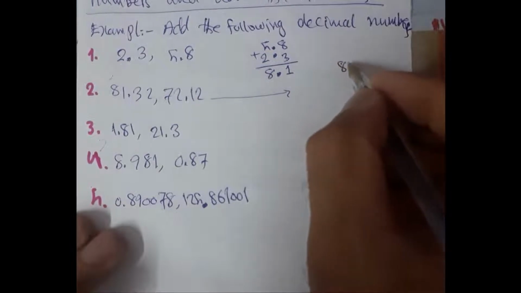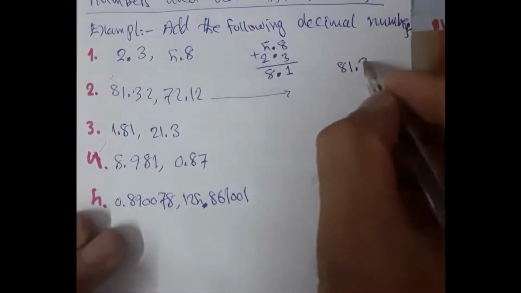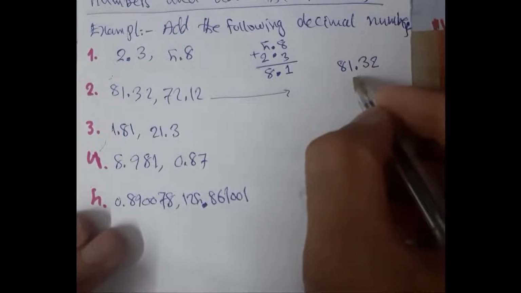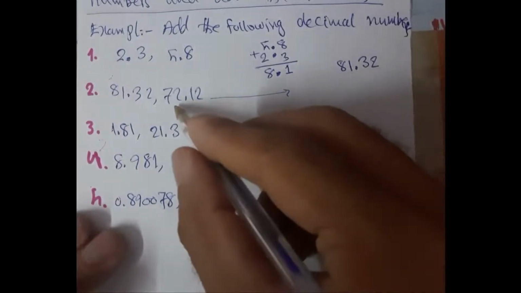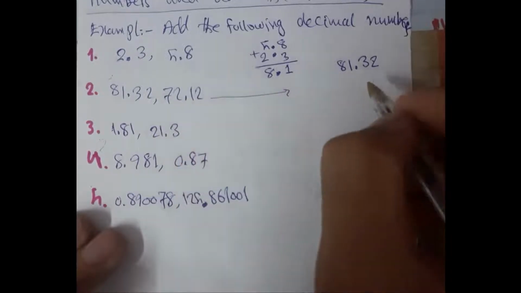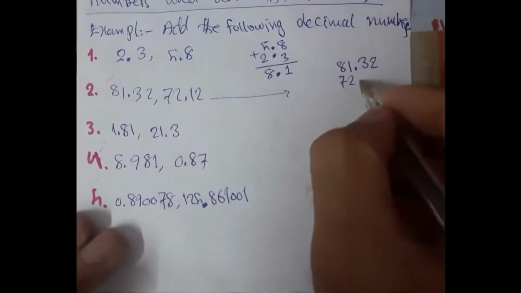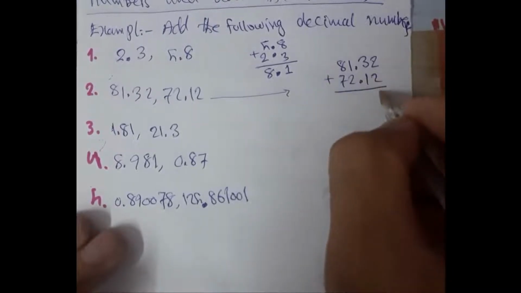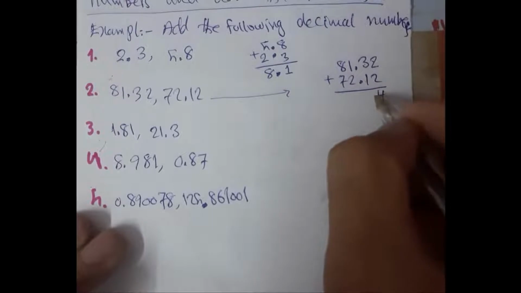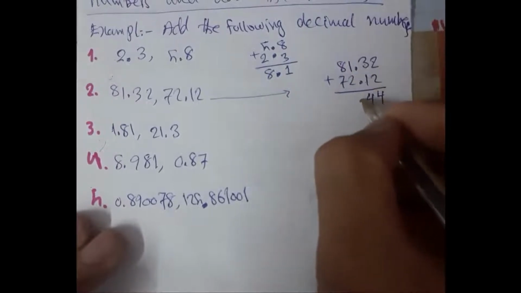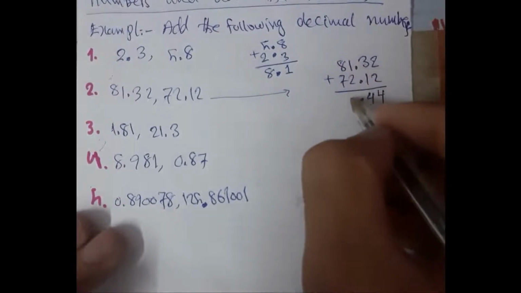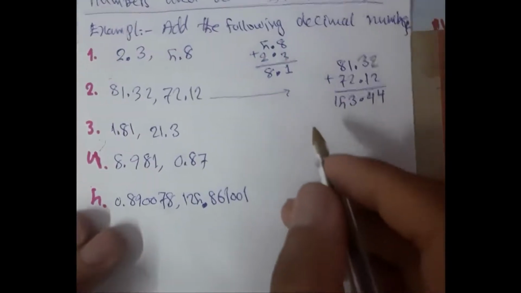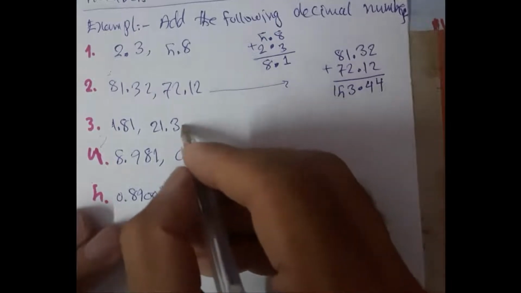Here we want to solve this number. One of these numbers we write, 81.32. Another one, 72.12. We add these numbers. 2 plus 2, 4. 3 plus 1, 4. Decimal point we put here. 1 plus 2, 3. 8 plus 7, 15.